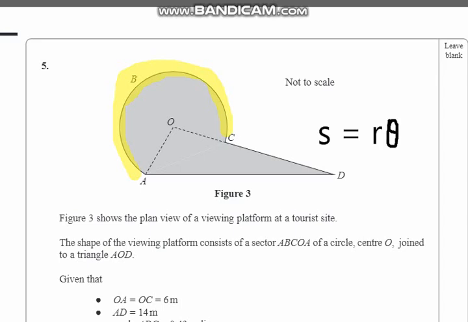I'll be mentioning the arc length formula. There you go, that's the formula. That's the arc length S, and R is the radius, and theta is the angle. Now to find the arc length, the radius has already been given, that's 6 here and 6 here, so that's 6 meters. And to find theta there's a catch.